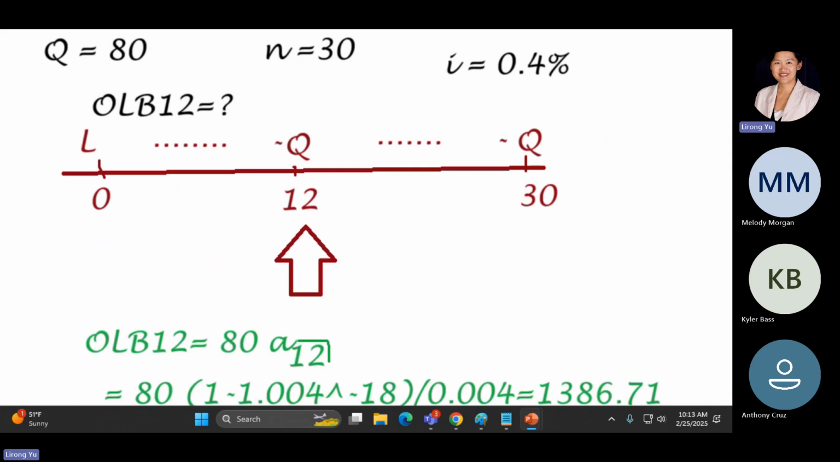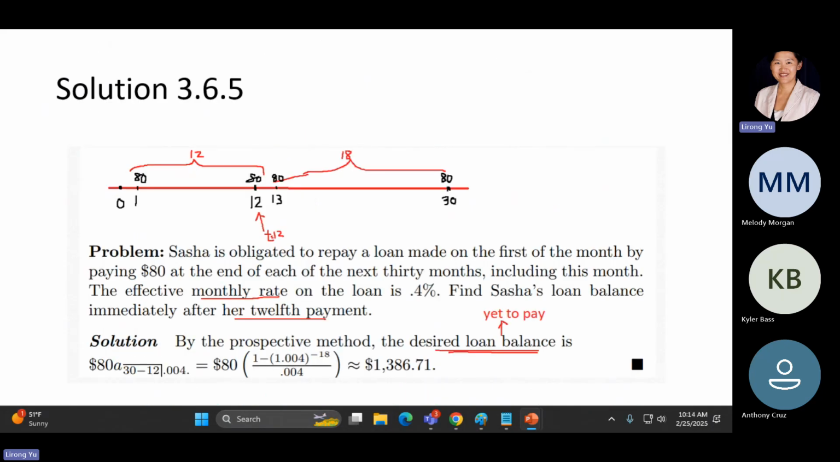In the past there were 12 payments, but in the future it's the prospective method. That was supposed to be A18. That was a typo. That's why you see it's 1 minus 1 plus i to the negative 18 power. The calculation has the right number. It's 18, not 12. But then we end up having an outstanding loan balance of 1,386.7. Any question?